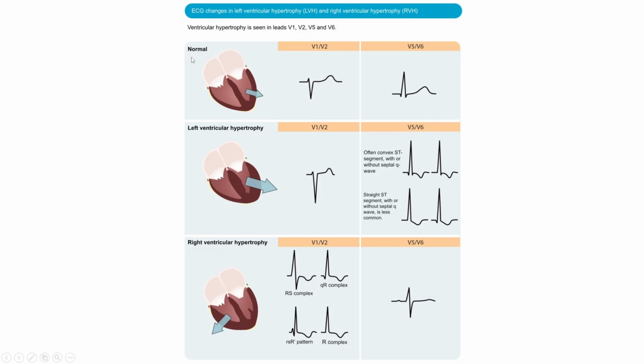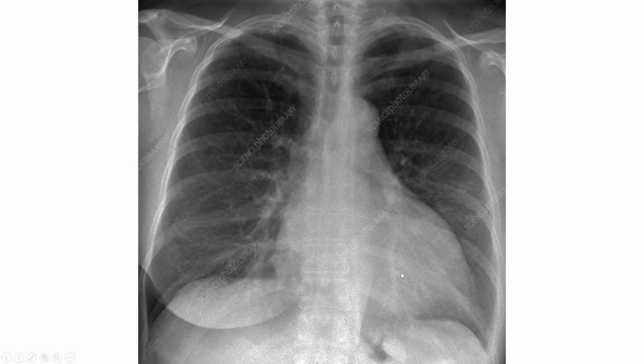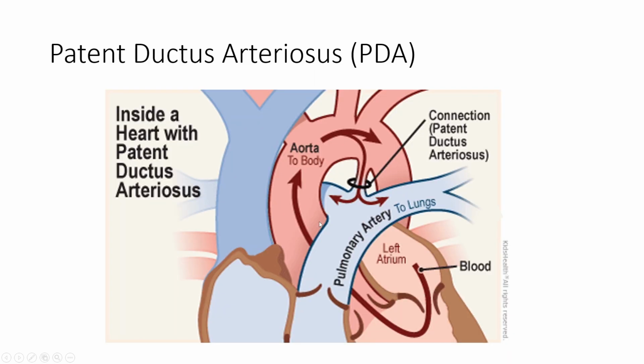So, for the left ventricular hypertrophy, we will have a very high QRS complex in V1, V2, V5, V6. As we can see, it's larger than normal. So as we can see here, very clearly we have a left ventricular hypertrophy. The ventricle of the heart is very large.